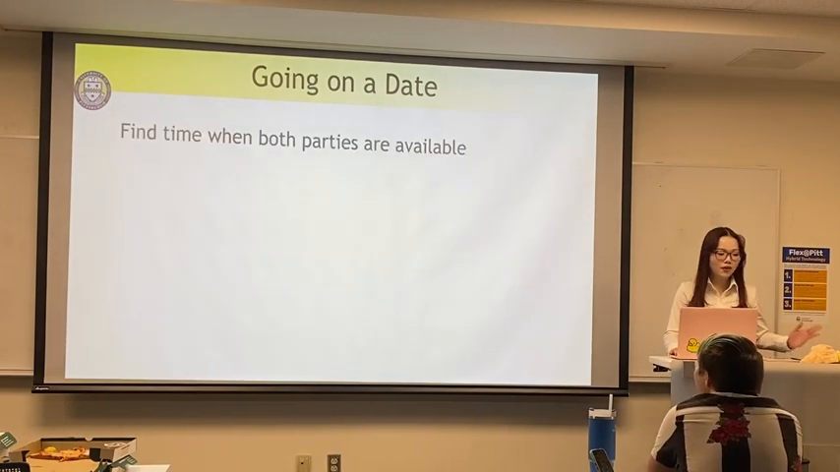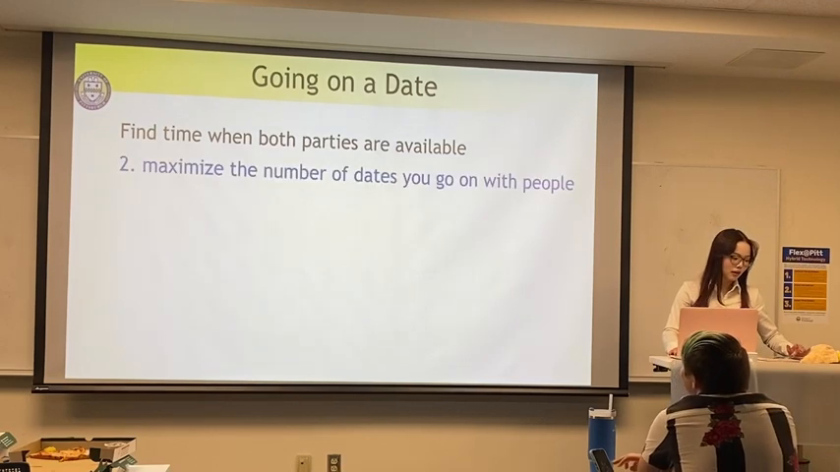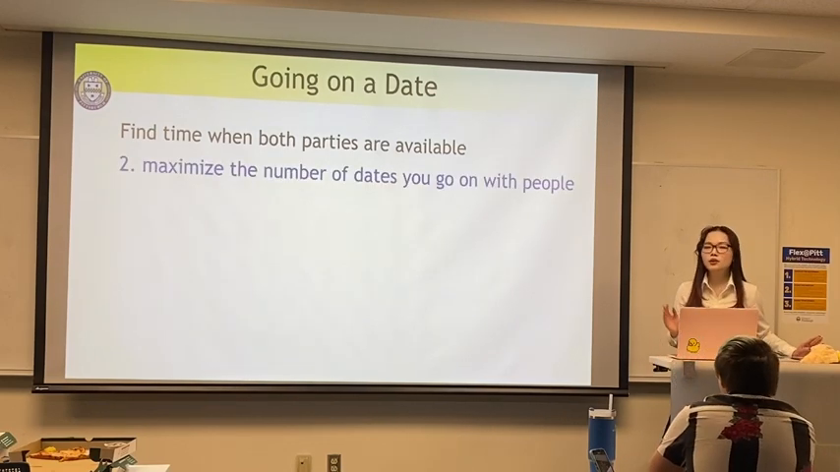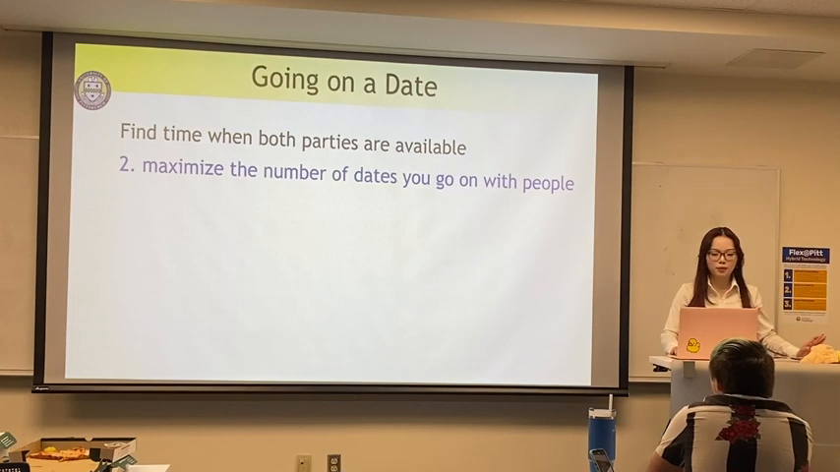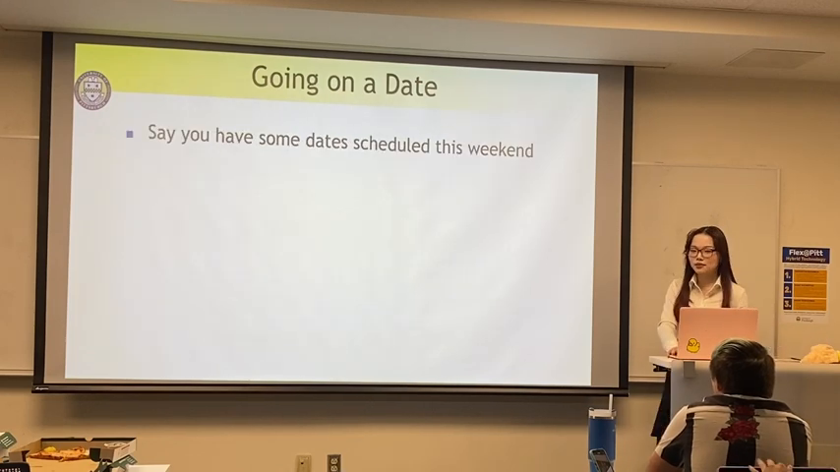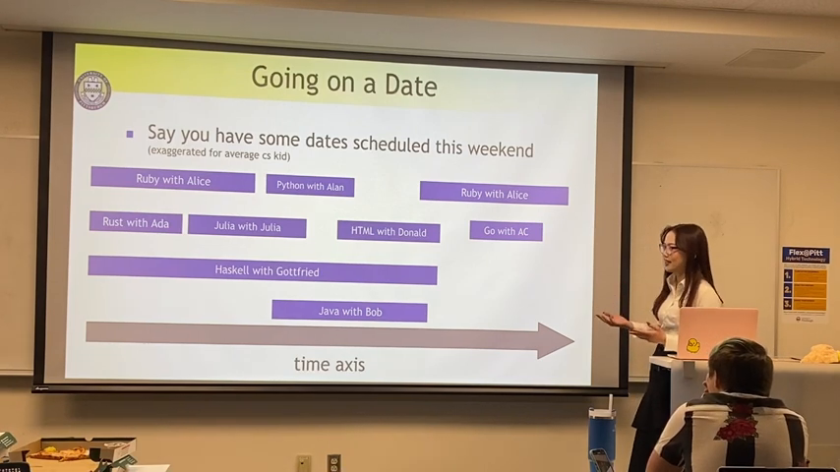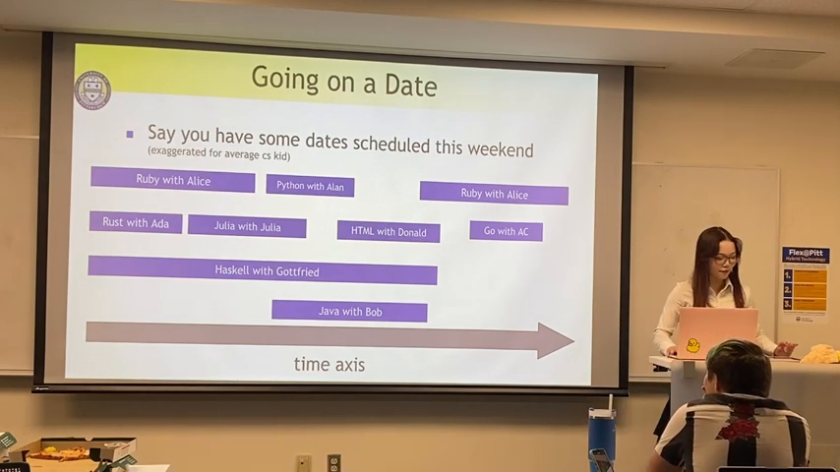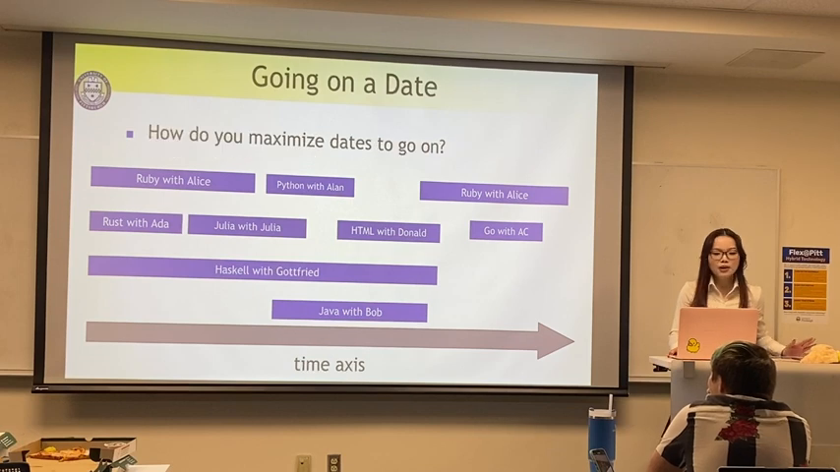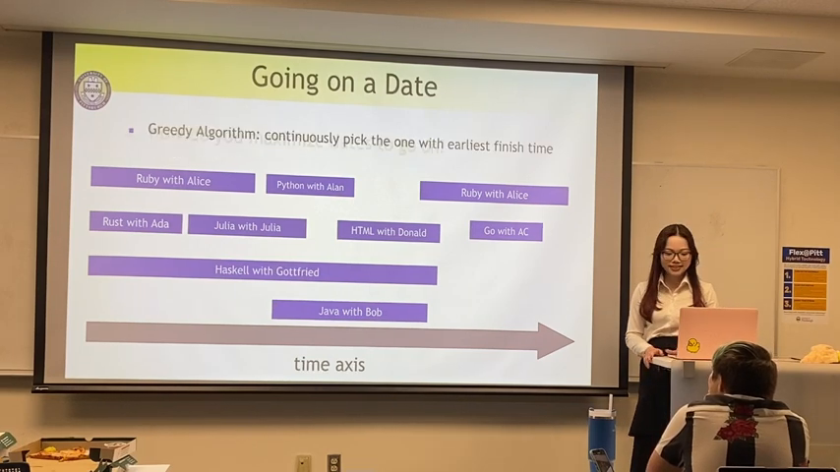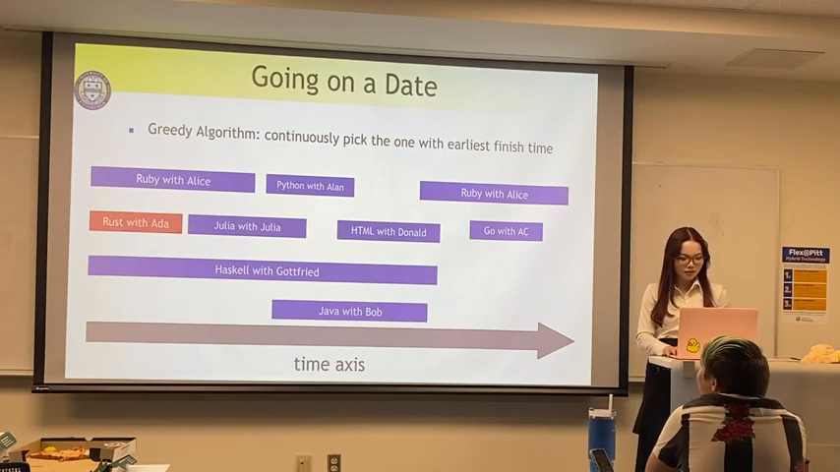Okay, so going on the date, we know how to find the time when we're going to go on a date. We also need to maximize the number of dates you go on with people. Say you have some dates scheduled this weekend. I know it's kind of exaggerated; you're probably not going to find like 8 dates per weekend. However, how do you maximize the number of dates you go on? The way to do it with computer science is the greedy algorithm. You can generally just pick the one with the earliest finish time.